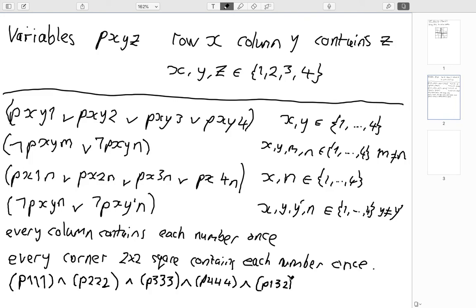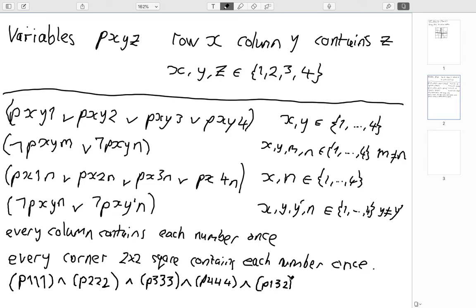And we can submit that to a SAT solver, and when we get a solution, we look at the truth values of the variables, at which ones have been assigned true, and from that we will get which numbers to put in which cells for a solution of the problem.